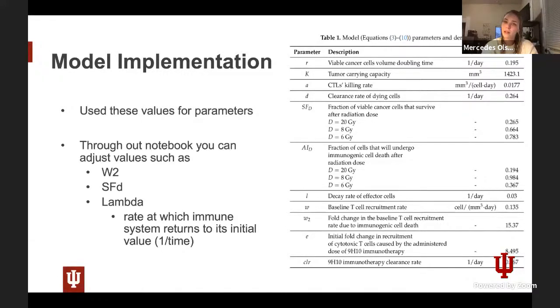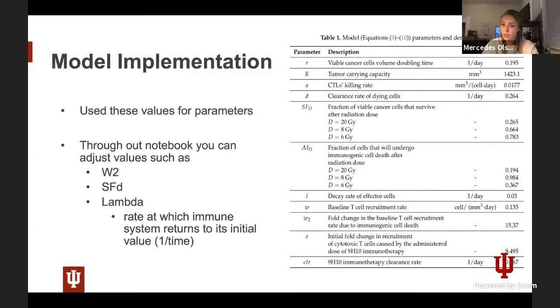That rate R was the viable cancer cell doubling time with the unit of 1 day over time. K is the tumor carrying capacity, which sets the limit. A is the CTL's killing rate, which is why you only saw it when the immunotherapy aspect was involved, because you need that for that to happen. Then you have D, the clearance rate of dying cells, which is another rate of 1 day over time. The SFD here is what was adjusted for the amount of radiation dosage, and we'll mess with that a little bit more when I get to the notebook.